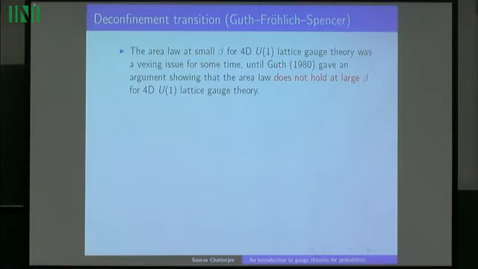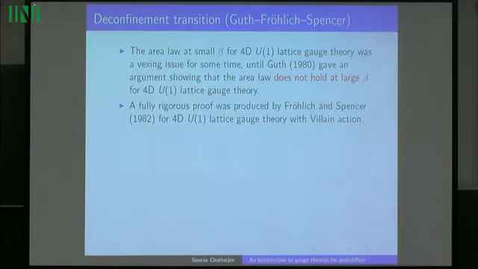So Alan Guth in 1980 proved that this area law does not hold at large beta. Well, it's a physics argument, but it's close to being rigorous. That it does not hold at large beta in the 4-dimensional theory, and a fully rigorous proof was given by Fröhlich and Spencer for 4-dimensional U1 lattice gauge theory with the Wilson action.